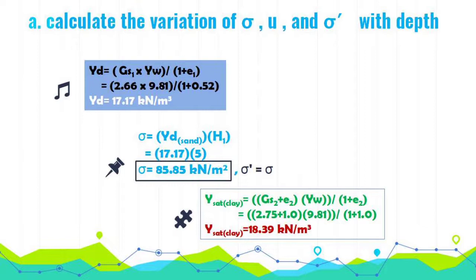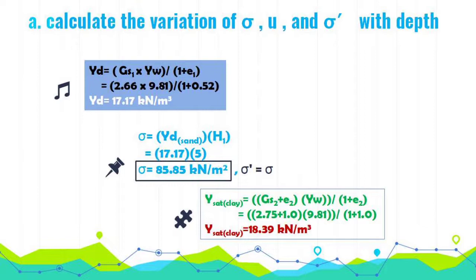As the groundwater table is on the top of the clay layer, the neutral stress at this point is 0. Therefore, sigma prime is equal to sigma, or simply sigma prime is equal to 85.85 kilonewtons per square meter, considering the top portion of the clay layer.